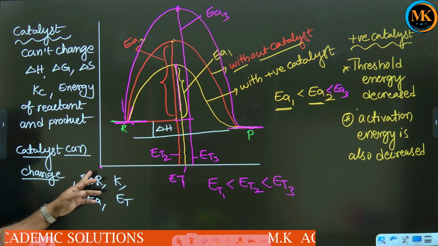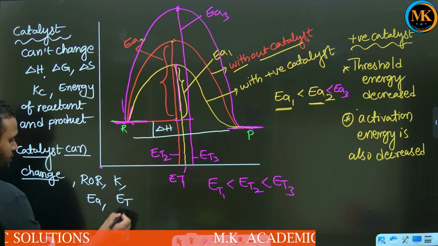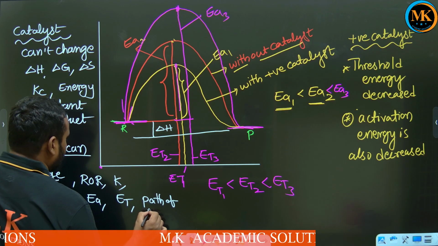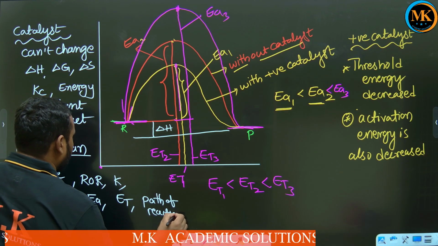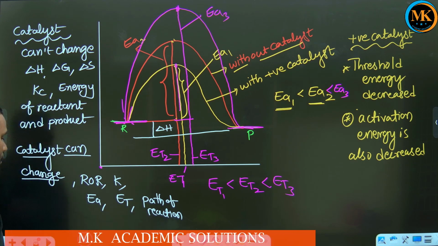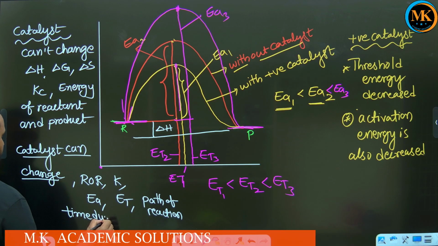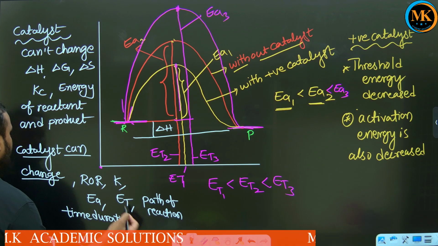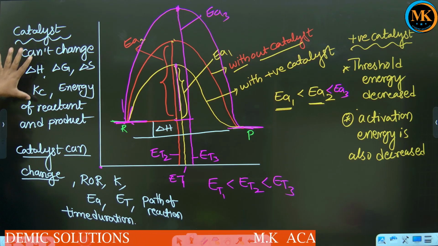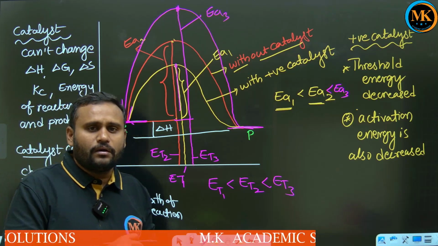Okay, it can change rate of reaction, rate constant, activation energy and threshold energy, and path of reaction. The time duration of reaction it can also change. So this is about what a catalyst can do and what a catalyst cannot do, the effect of catalyst, children.